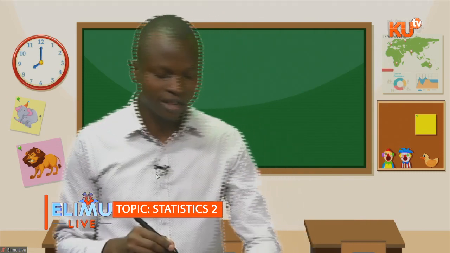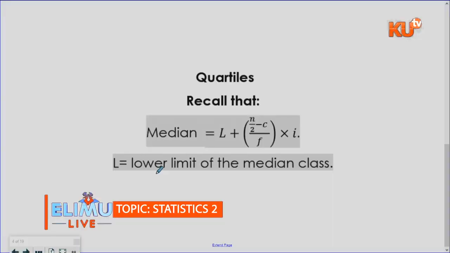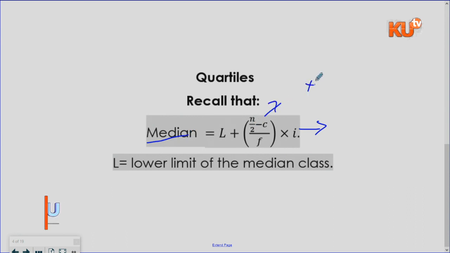Now, how do you calculate? If you want to calculate the median, we are saying median equals L plus N over 2 minus C over F times this formula here. So you need to familiarize yourself with that formula. Now, this is for the median. That is why you can see here we are talking about N over 2.